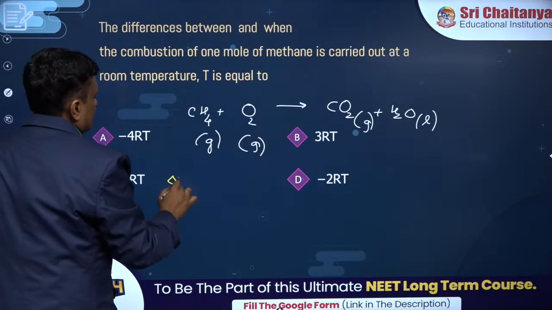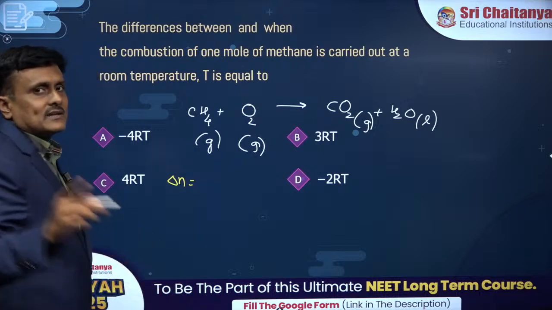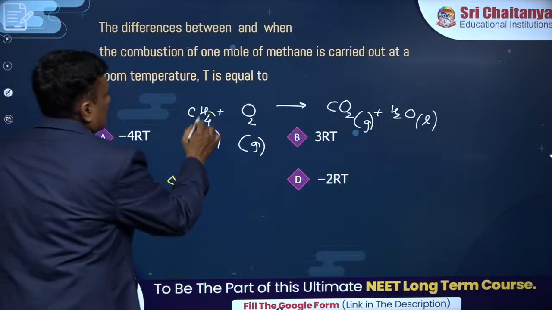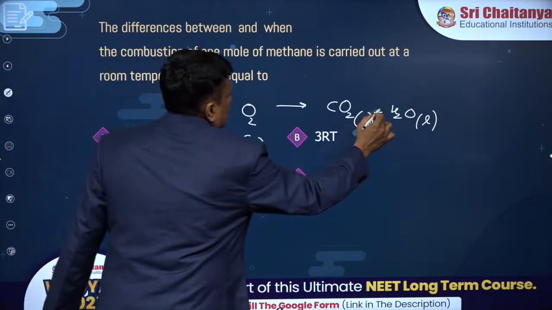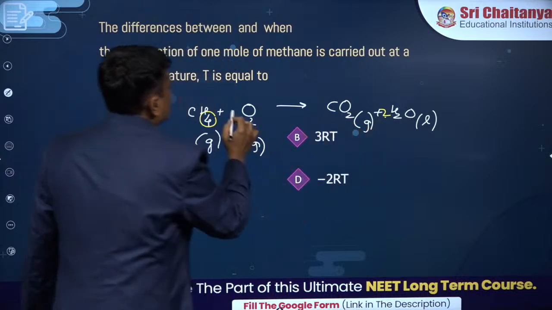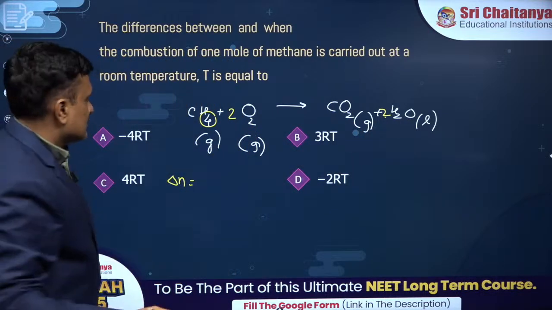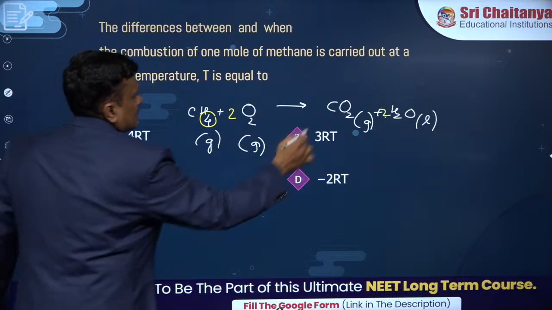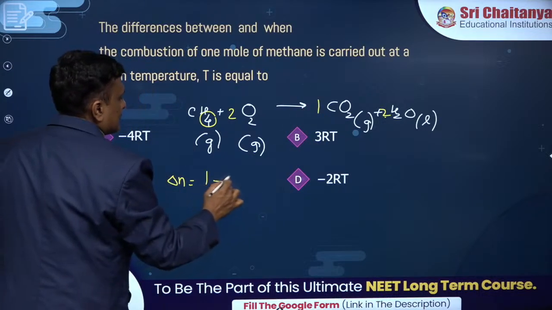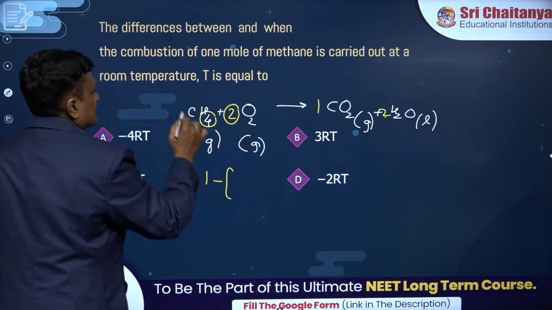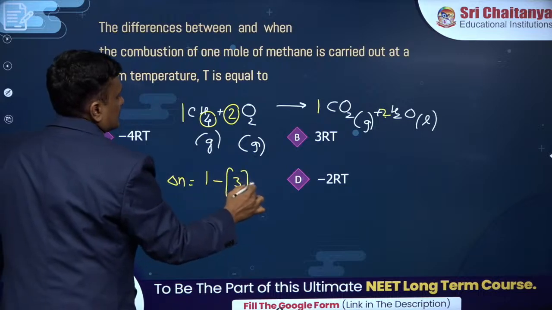ΔN is equal to, first you have to balance this equation, right? 4 hydrogens, 2 I will write here, oxygens are 4, 2 I will write here. So ΔN is the number of moles of gaseous products minus the number of moles of gaseous reactants, which is equal to -2.